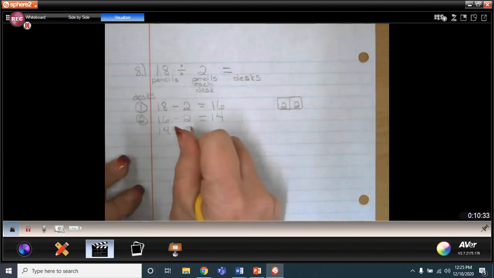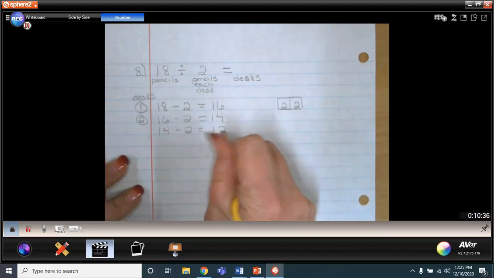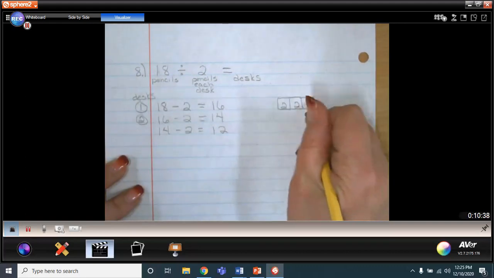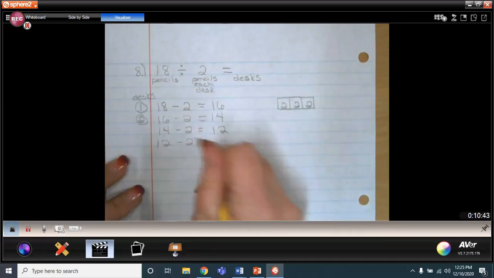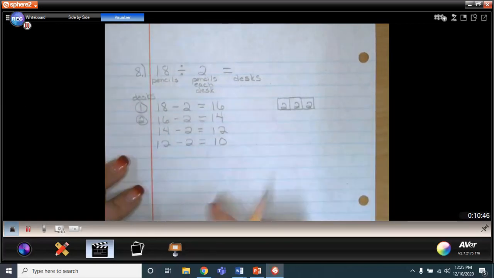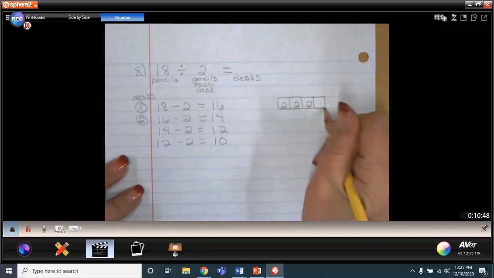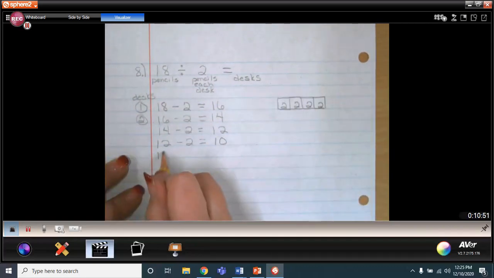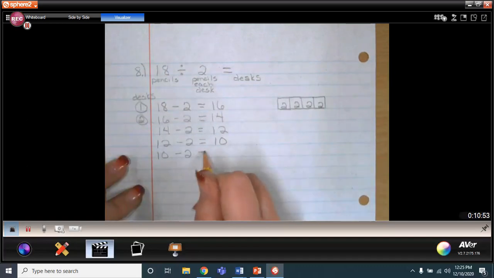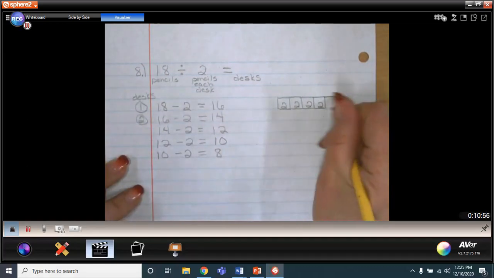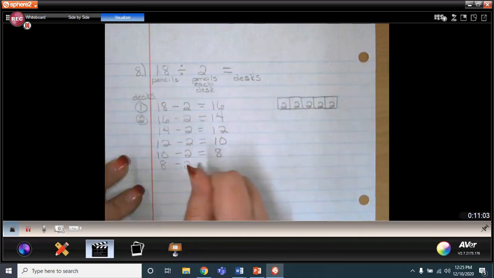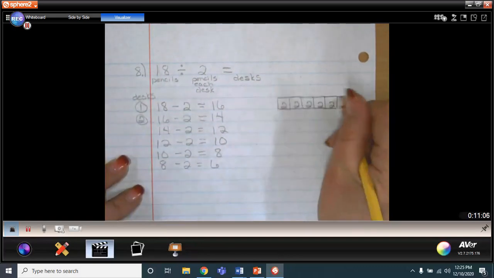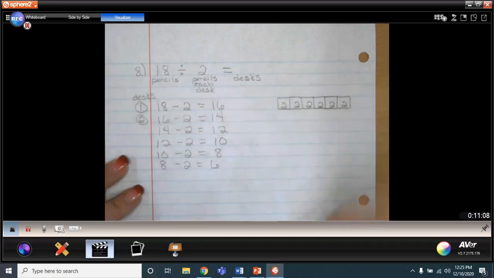14 minus 2, that gives me 12. I'm taking and putting 2 more pencils down on a desk. And I will continue to do this and put 2 pencils down on a desk until I reach 0. So 10 pencils minus 2 more, that leaves me with 8. I take those 2 pencils, I put them down. Now take 8, subtract 2 more. Now I have 6 pencils. Now I have 6 desks.